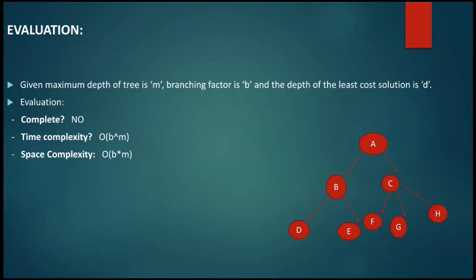Now what is complete? Complete is that if any goal exists in that particular tree, the algorithm can find the goal. Now if the depth of the tree is infinite, then even though the goal node is there, here the goal node is C, but the depth of this tree is infinite, let's say, then it cannot even find the goal node C. So in that case, the goal node is there and we do not have the surety that it will find the goal node.